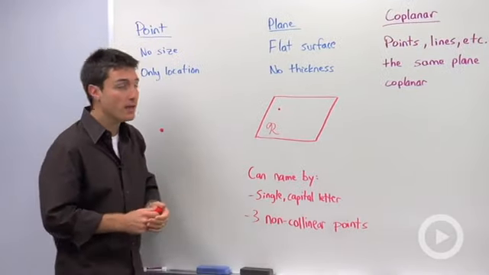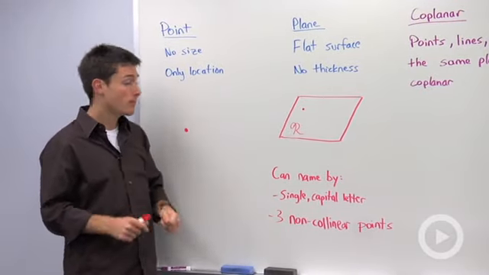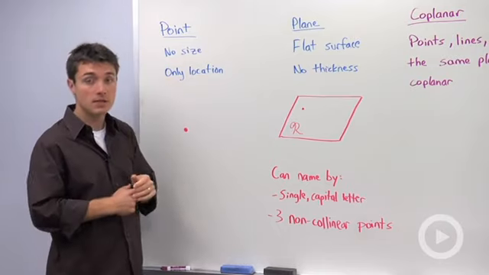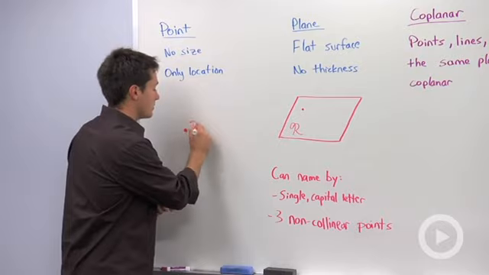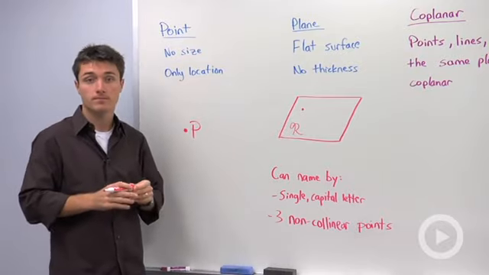And we're not really defining point, we're just describing it. A point has no size. It only has a location. And the way that we label it is with a capital letter. So we could call this point P.